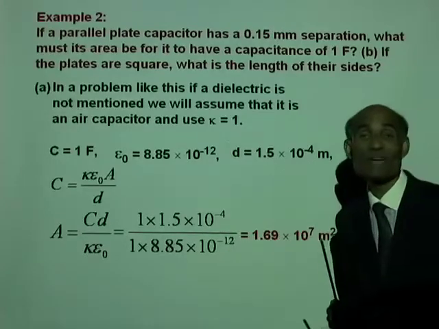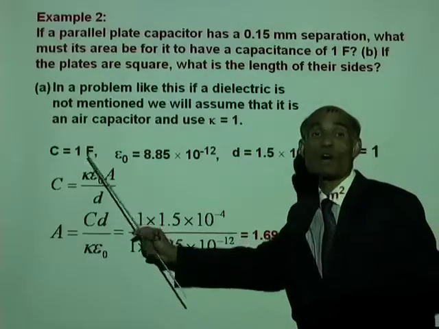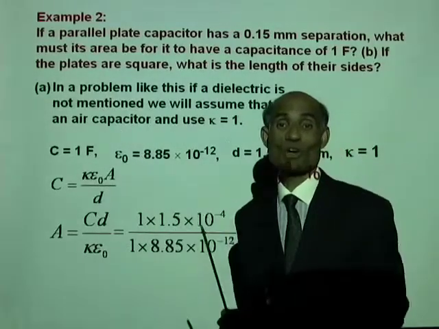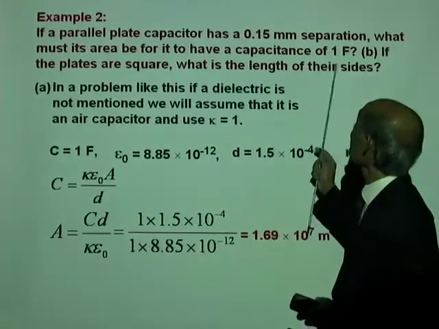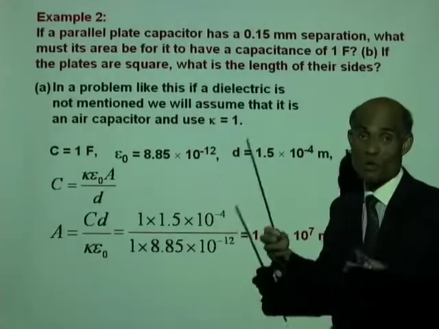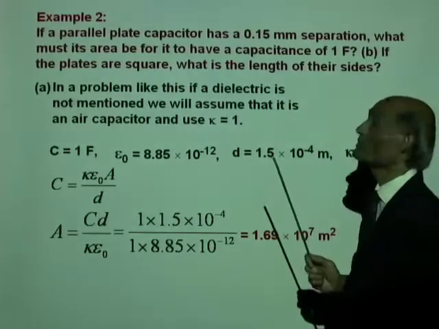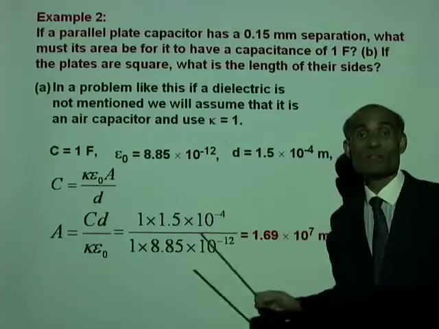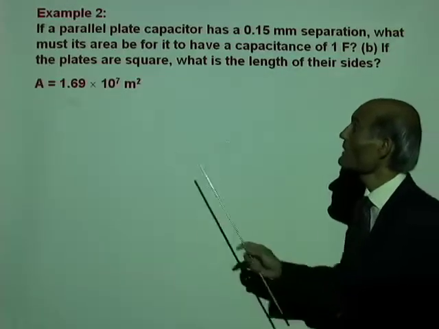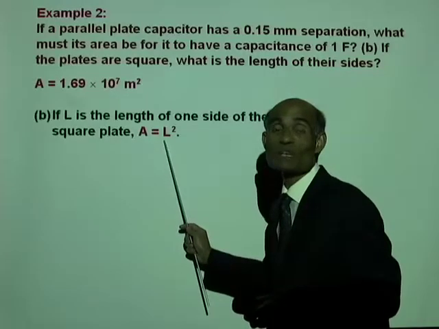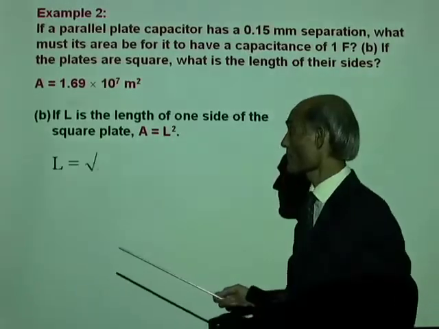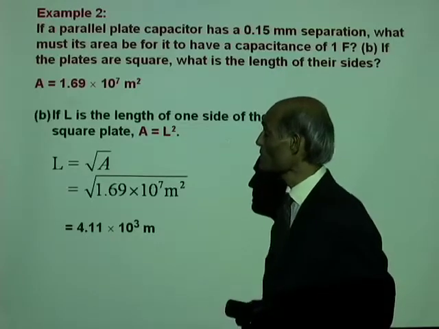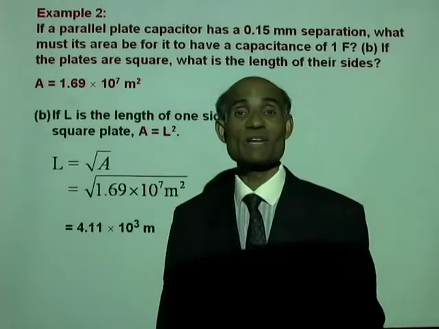It's a tremendous amount of area needed to build a capacitor of capacitance 1 farad, in order to make so much a storage facility for large amount of charge. Well, if the plates are square, what is the length of one side? If this area is the area of a square, it will be length multiplied by length, is that right? If area is known, then that area will be equal to L squared for a square. That means L equal to square root of that area. And that means it is 4.11 times 10 to the 3 meter.